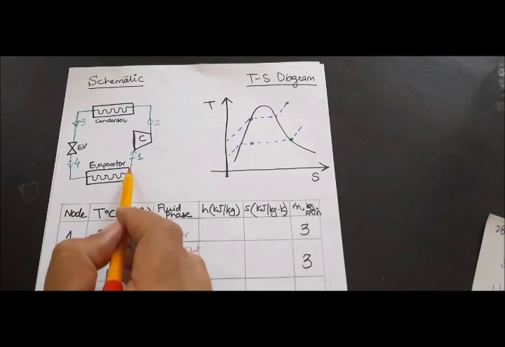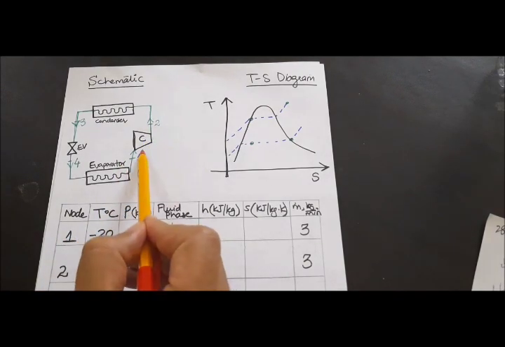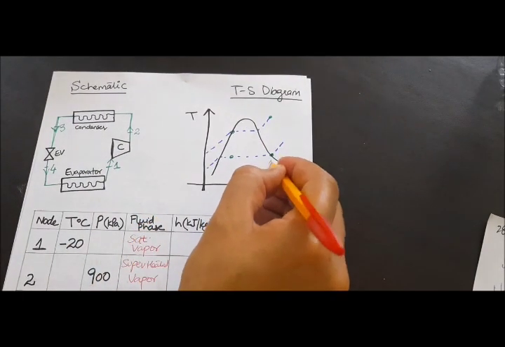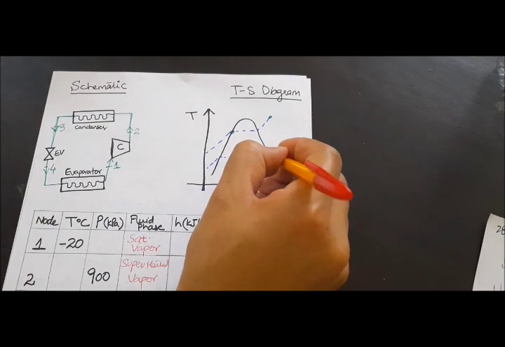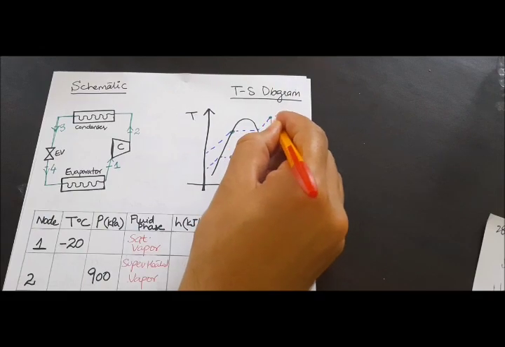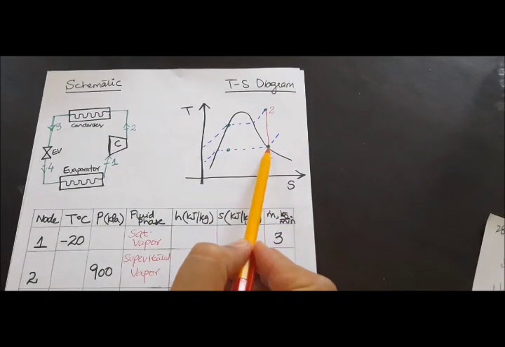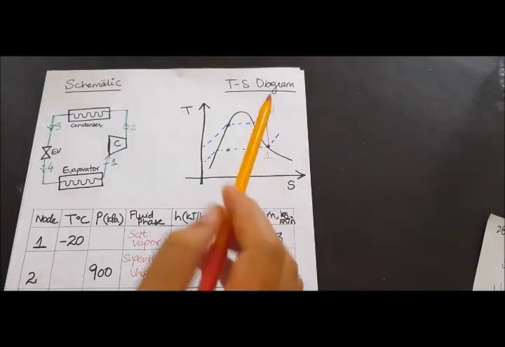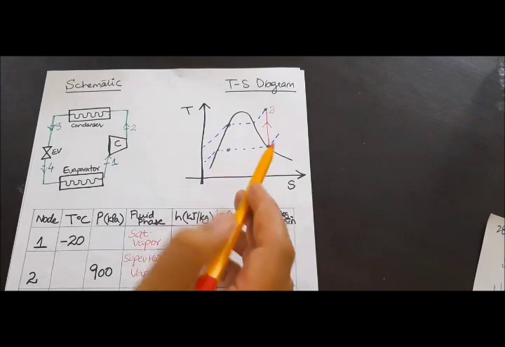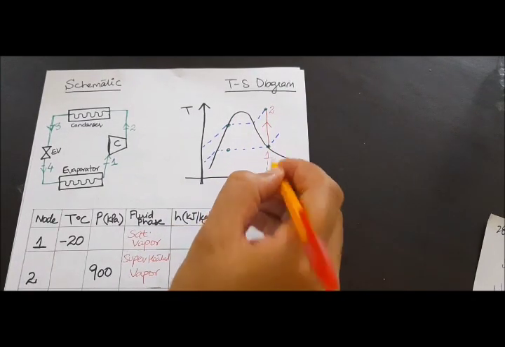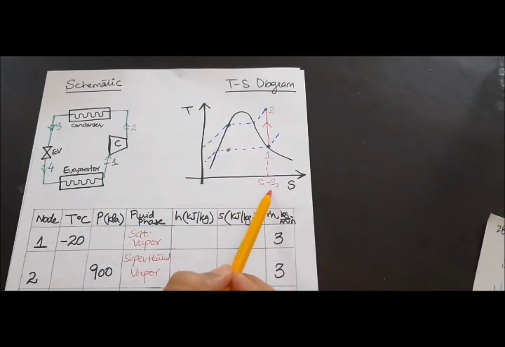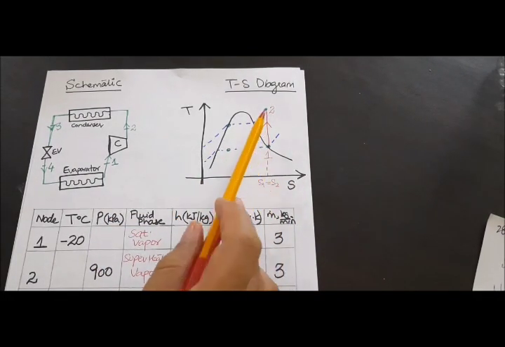Now from 1 to 2 the process of compression takes place, and here on a TS diagram this is 1 and the compression takes place from 1 to 2. This is 2. You can see that from 1 to 2 the compression process takes place, due to which the temperature rises, through isentropic compression, because S1 is equal to S2. So whatever is the entropy at 1 would be the entropy at 2.